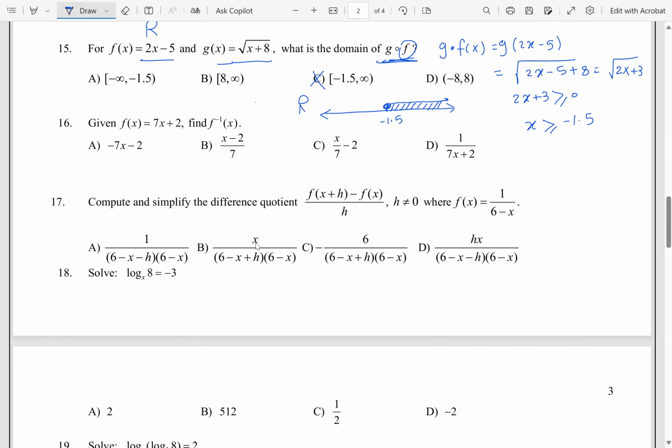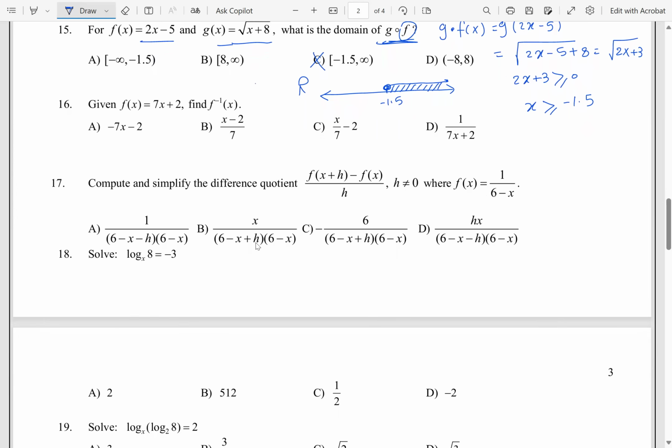Given f of x is 7x plus 2, the f inverse is simply do the inverse operation on this linear function. You have a plus 2, just write x and then subtract 2. You have x times 7, do the opposite, just divide by 7. Thank you so much. Question 16, answer is B.